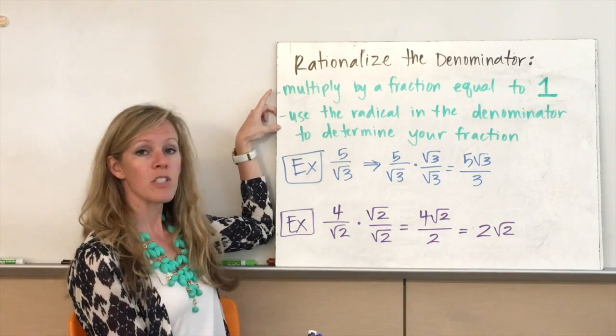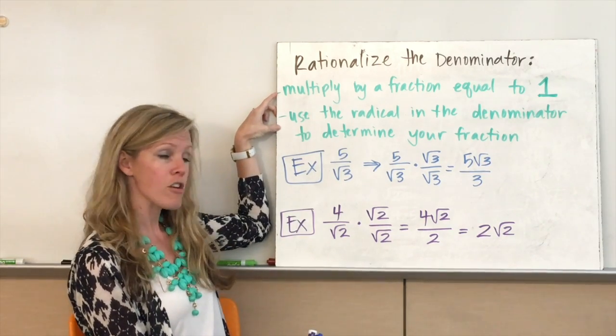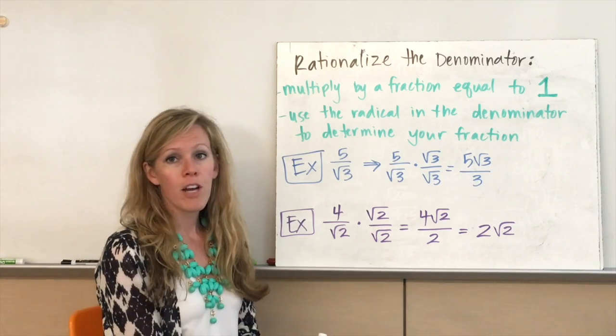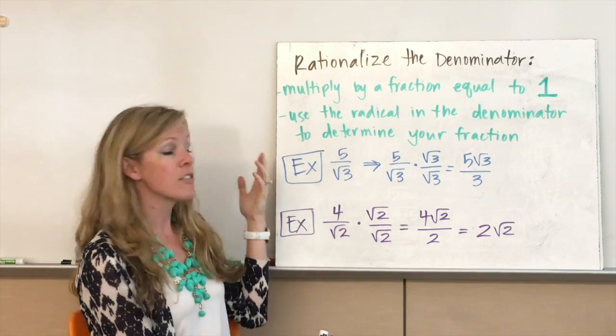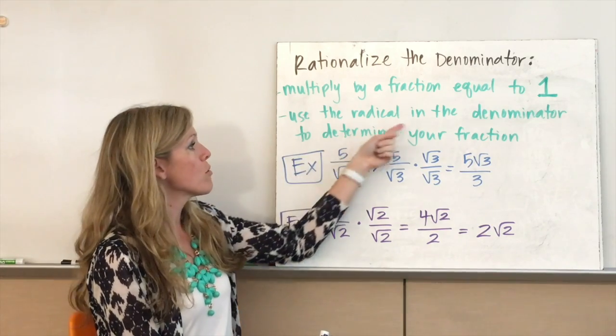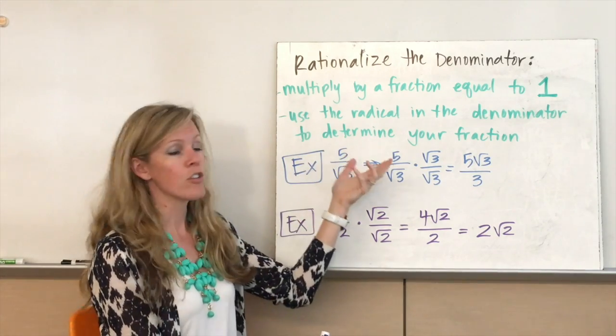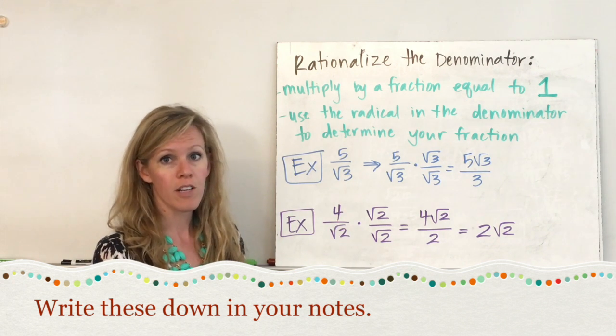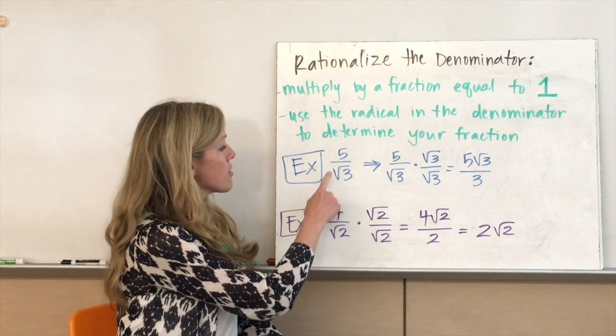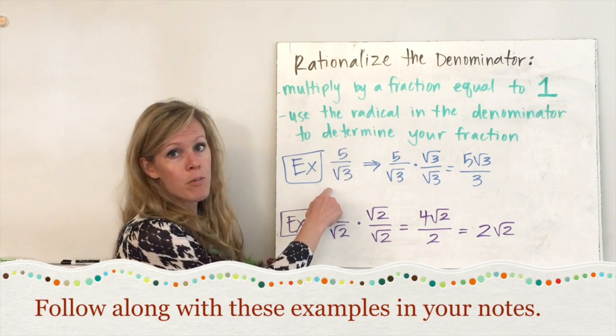So there are basically two steps you want to remember here. Put these in your notes. Multiply by a fraction equal to 1 so that you're not changing the original fraction you have. And to figure out what fraction that should be, you want to use the radical in the denominator to determine your fraction. So make sure you have those steps written down in your notes, and we're going to look at a couple examples.